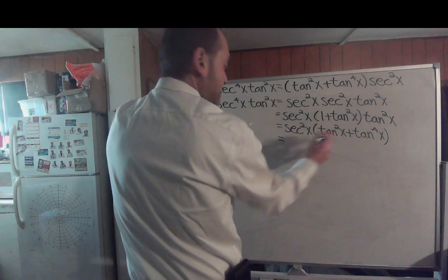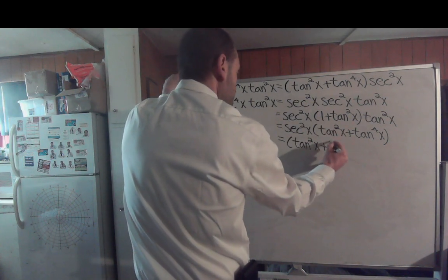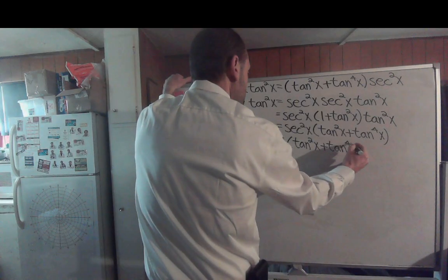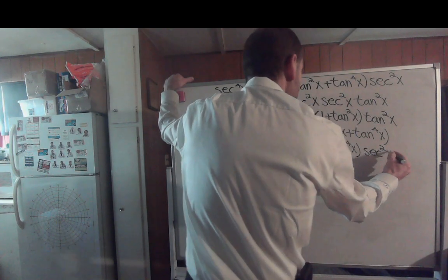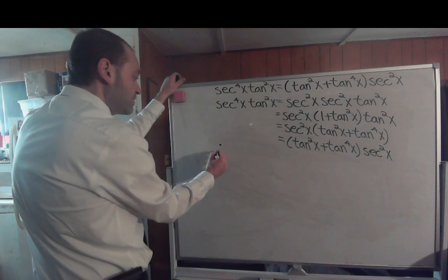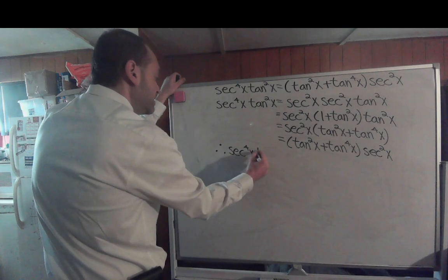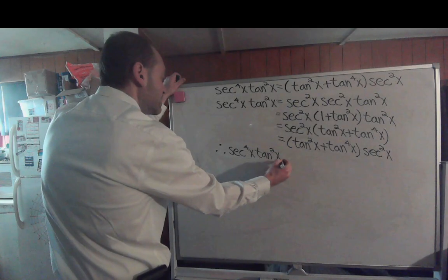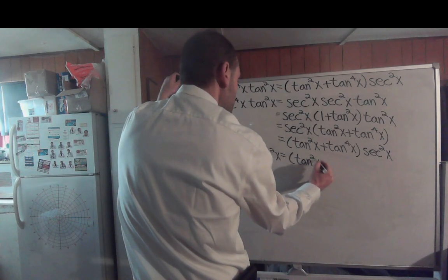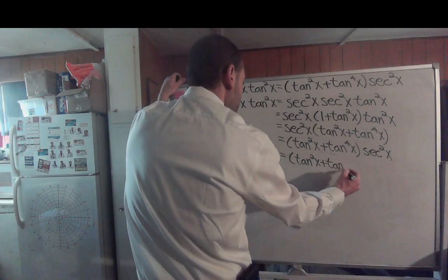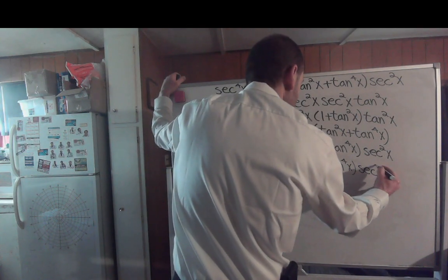Which you can just rewrite as the quantity of the tangent squared of x plus the tangent to the fourth of x, all that times the secant squared of x. So we have just verified the identity, therefore the secant to the fourth of x tangent squared of x is equal to the quantity of the tangent squared of x plus the tangent to the fourth of x, all that times the secant squared of x.